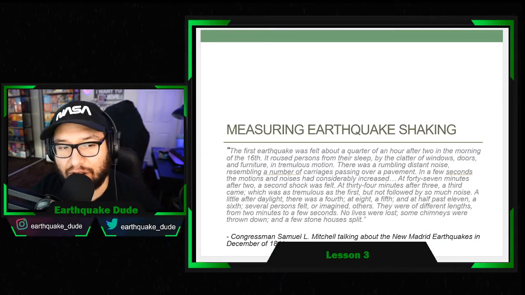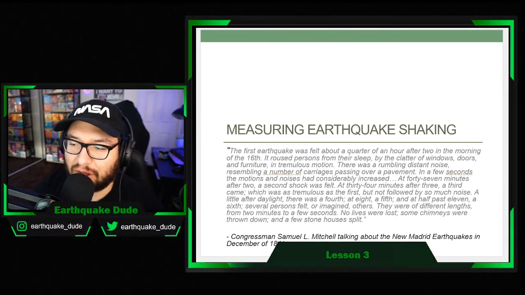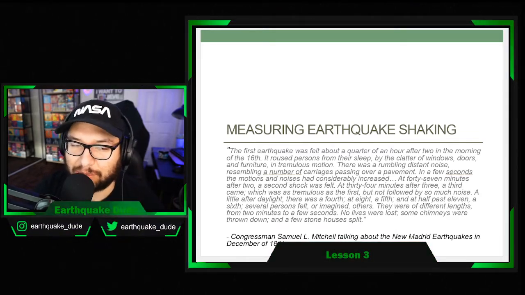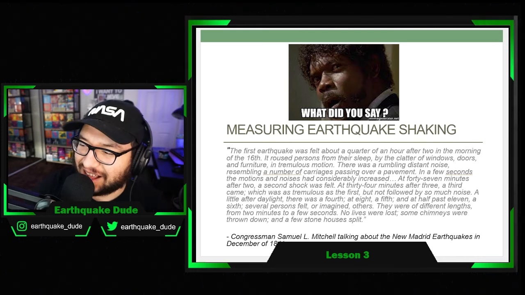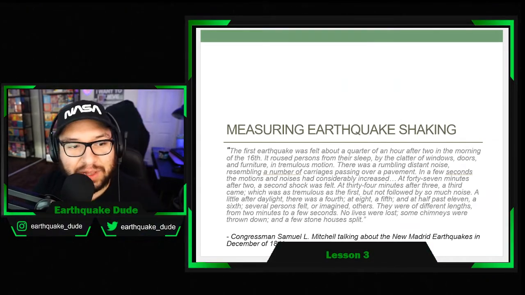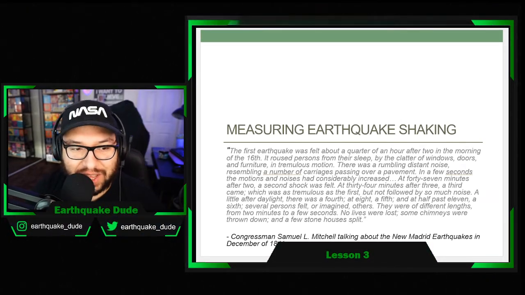We're going to start off with this quote from Congressman Samuel L. Mitchell. I almost said Samuel L. Jackson, low-key. Describing the New Madrid earthquake in December of 1811.